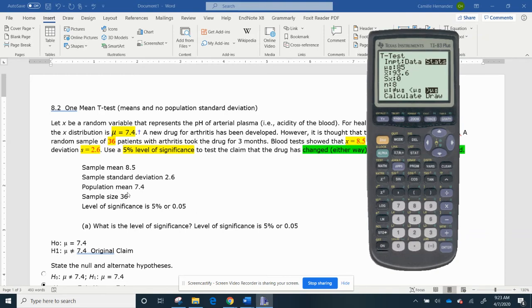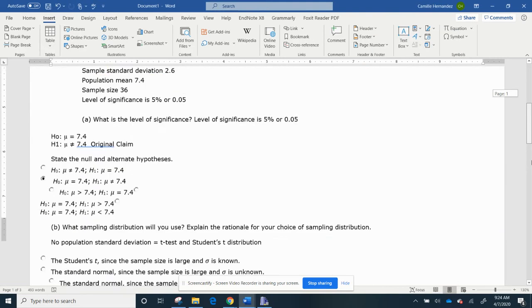What's my population mean? 7.4. What's my sample mean? 8.5. What's my sample standard deviation? 2.6. And you see how easy it is now that I have everything over here that I can just look at. Sample size is 36. My alternative, again, is the not equal. It's flashing over the not equal. If I hit enter, then it flashes and it knows. Then I go to calculate, and I know it did pick up the not equal. I hit enter.